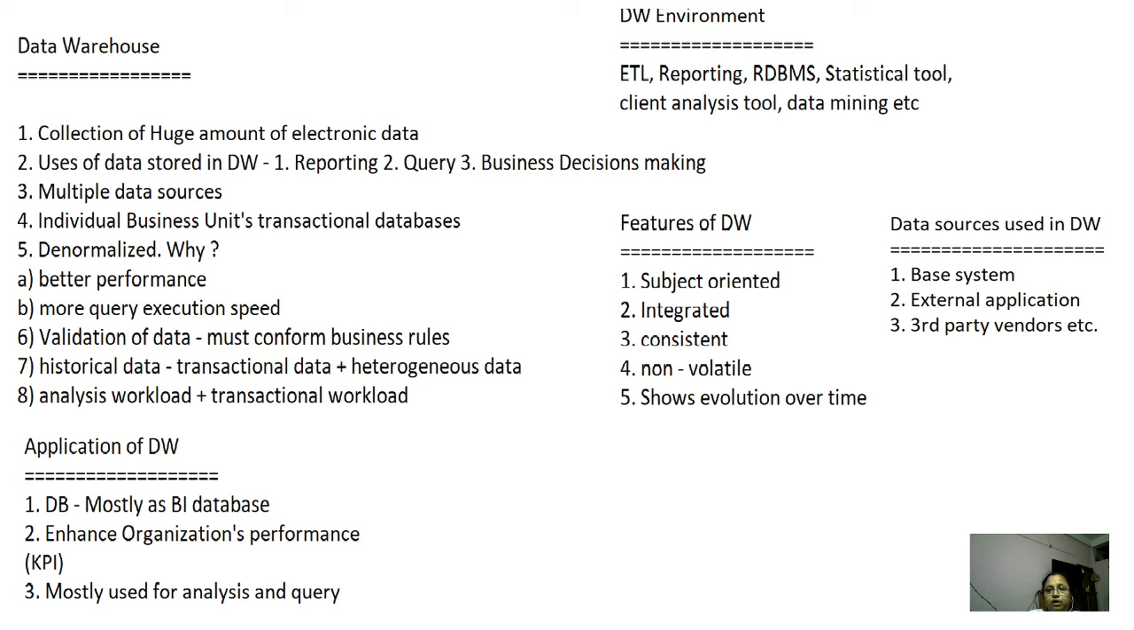The features of a data warehouse are subject oriented, integrated, consistent, non-volatile, and it shows the evolution over time, that is the trend of the business. The data sources used in a data warehouse are the base system, external applications, and third-party vendors, etc. So this is all about the data warehouse. Thank you.